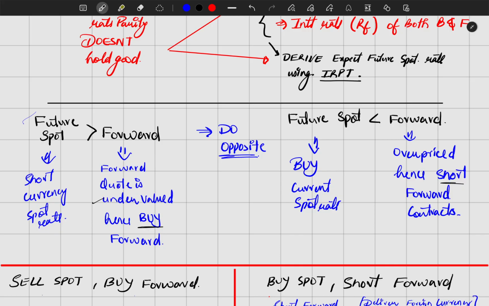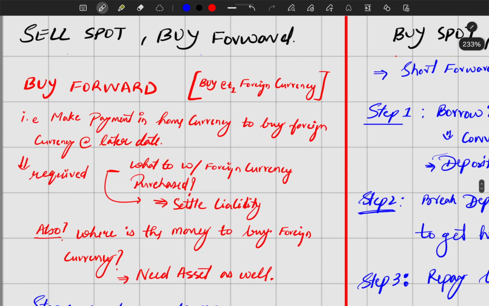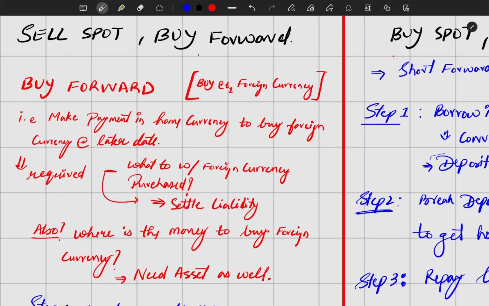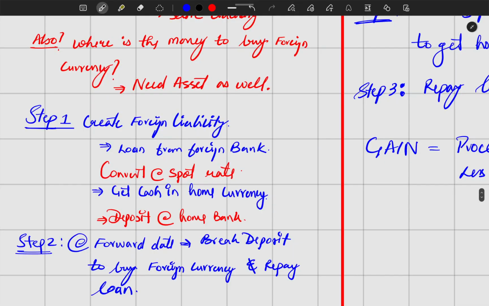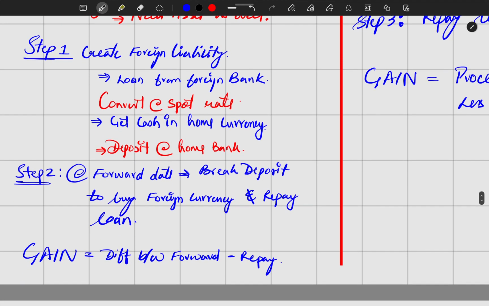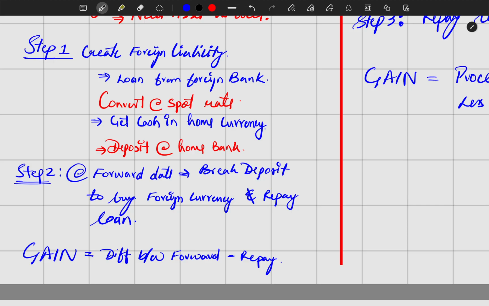So you borrow in the foreign currency. First, get the first principle straight: when you buy a forward, you are contracting to buy a foreign currency. That is, you have to make a payment in home currency at that date to buy these foreign currencies. And what you are required to do with these foreign currencies, the best thing is to settle a liability. So you need to create a liability as well in the foreign currency. When you get the liability, you get the cash, you convert it to your home currency and deposit. So the first step is to create a foreign liability. You take a loan and convert it to the home currency at spot rate. You get it deposited in the home bank. The home bank earns you interest at the home rate, and the foreign currency loan costs you interest at the foreign currency rate. Then at the final date, you break your deposit, use your forward contract to convert it to foreign currency and repay the loan, and the net differential receipts give you the profit or loss.